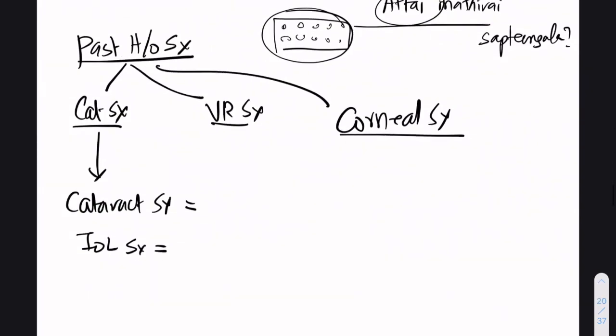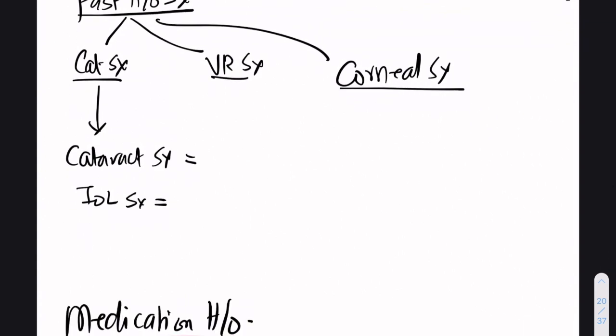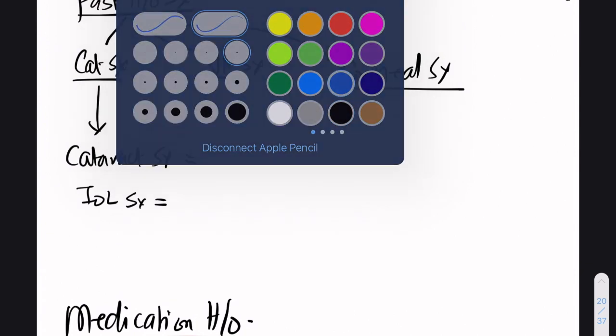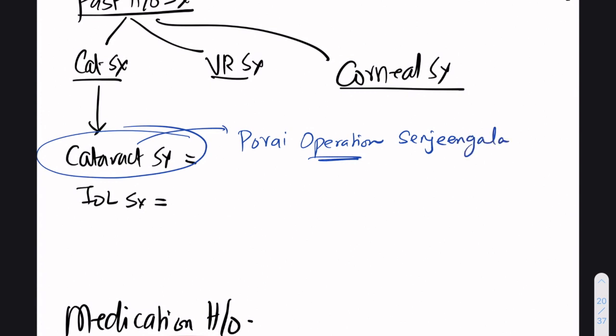You want to ask any past surgical history. Cataract surgery is going to be the most common past history pertinent to the eye. Cataract is called as porai. So, porai operation. Many patients understand what operation means. Operation will be the typical name they use for surgery. So, porai operation senjingala. Did you undergo cataract surgery?